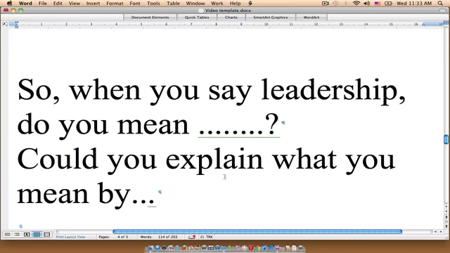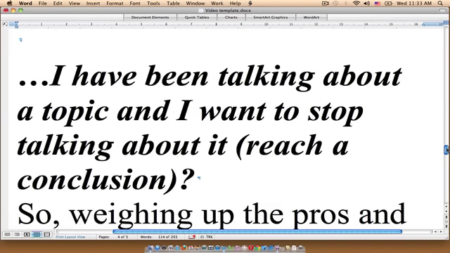Now, what do I do if I have been talking about a topic and I want to stop talking about it, or in other words, I want to reach a conclusion? In part 2 of the exam, you're delivering your monologue. You're talking to your examiner about a certain topic, and you've been talking for a bit of time about it, and now you want to come to some sort of conclusion, or stop the monologue in a good way. So what are some phrases that we can use to do this?